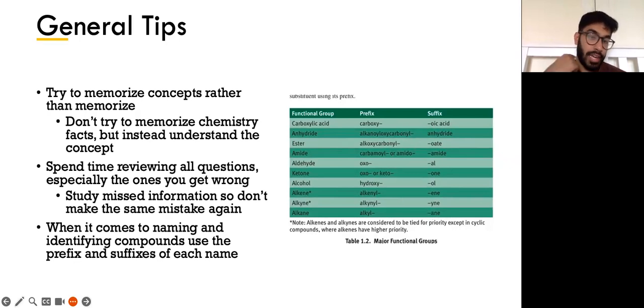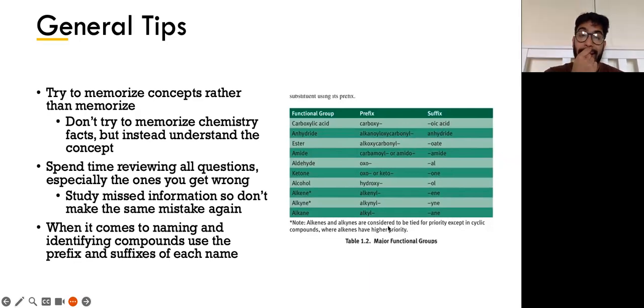They can also be the prefix, like oxo, keto. Hydroxy is always important to alcohol. And like ene, ane, the alkanes, alkynes, alkenes are single bond, triple bond, double bond. So these are all really important.